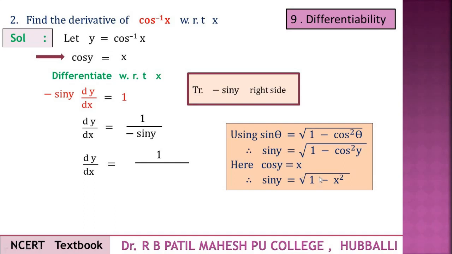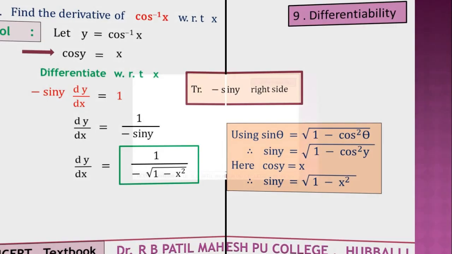Okay, so replace sin y by this term, and we get minus 1 divided by root of 1 minus x square. This answer is the same as the previous one, but the negative sign is extra here. So this is the derivative of which function? Cos inverse x. Remember, here also this x is nothing but the variable, and x square is the square of this variable. So this is the derivative of the cos inverse x function.